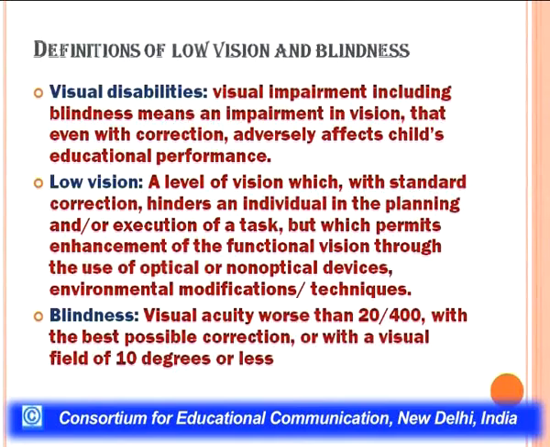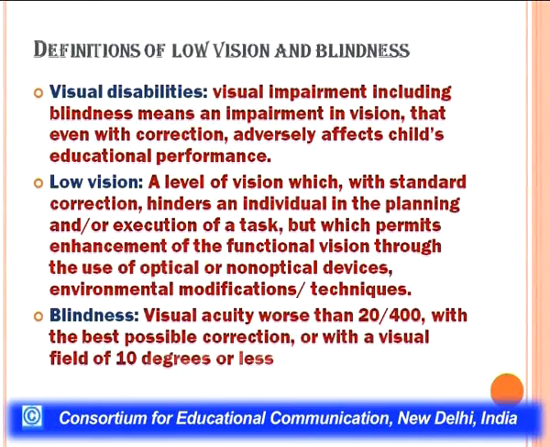Then low vision: a level of vision which, with standard correction, hinders an individual in the planning or execution of a task, but which permits enhancement of the functional vision through the use of optical or non-optical devices, environmental modifications and techniques. So it is important to understand that low vision can be corrected and its impact can be reduced with the help of proper correction, wearing of glasses, optical and non-optical devices, as well as some modification in the environment and some kind of assistive technology.